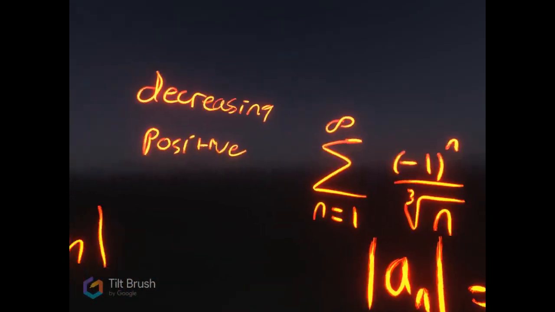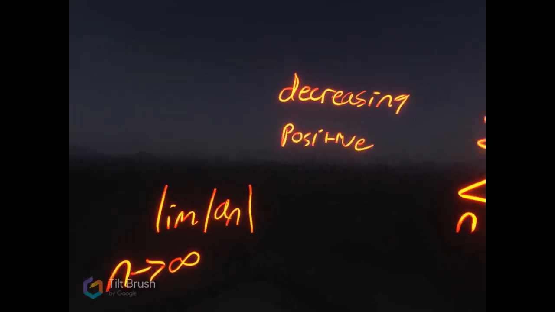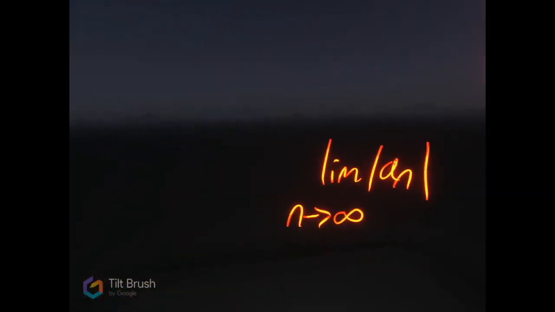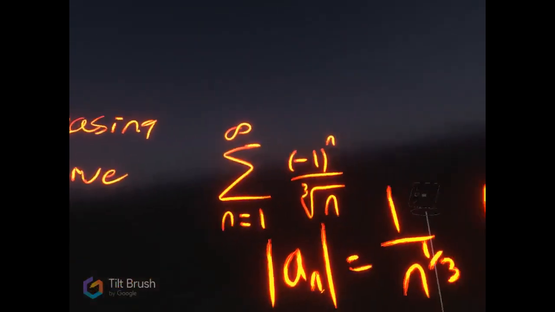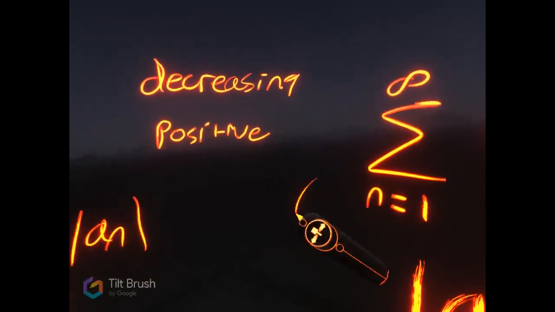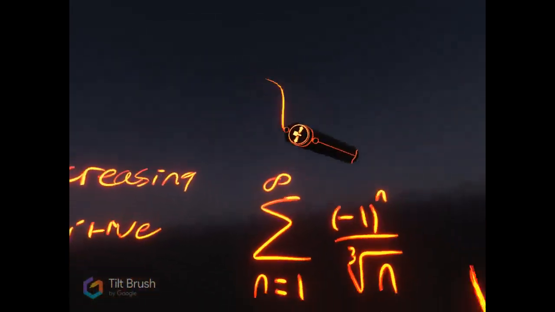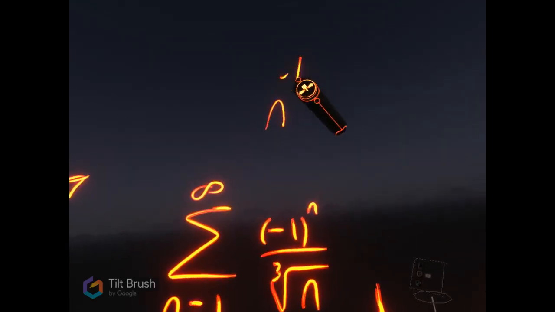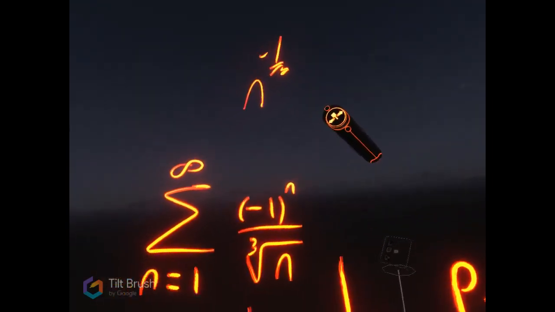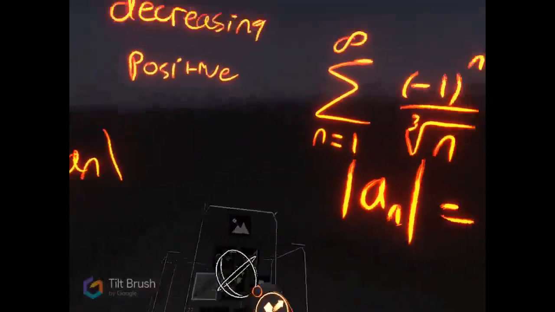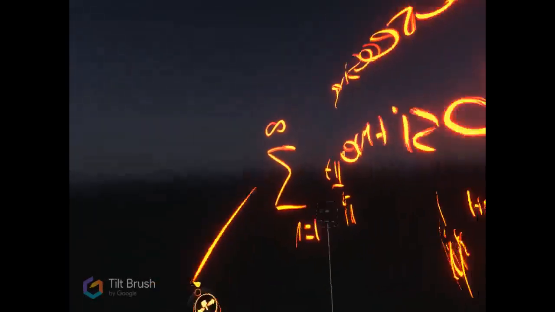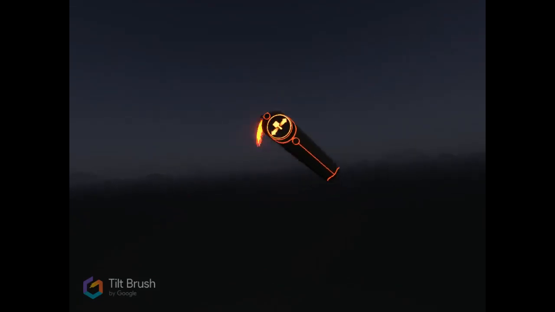Okay, so it's decreasing and positive. Do I take the absolute value of this, or do I just look at it? Well, okay, so I have to take the derivative. So n to the negative 1/3. Wait, spread this out. Right now you're choking over your own equation. So take decreasing and positive and write them somewhere else. Okay, so start with positive.